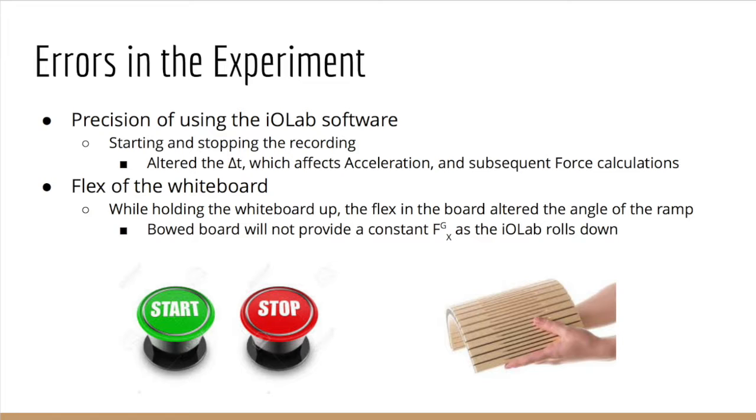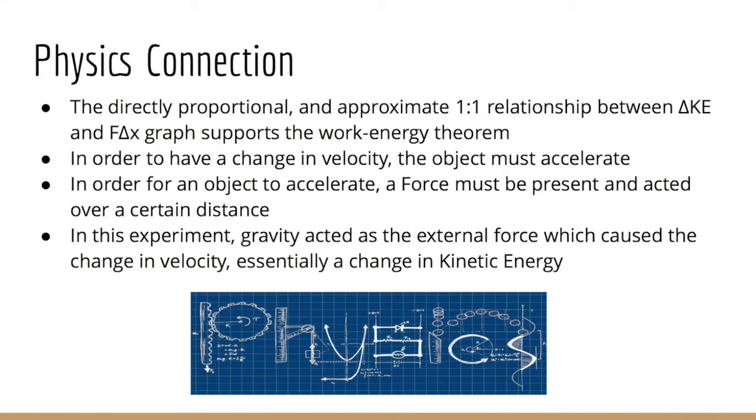The underlying physics in our experiment show that the directly proportional and approximate one-to-one relationship between the change in kinetic energy and force over distance graph supports the work-energy theorem. In order to have a change in velocity, the object must accelerate, and in order for the object to accelerate, a force must be present and acted over a certain distance. In this experiment, gravity acted as the external force which caused the change in velocity, essentially a change in kinetic energy.